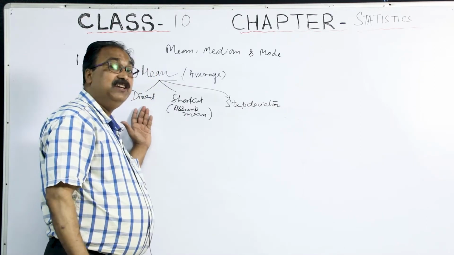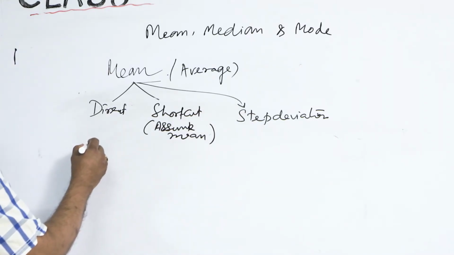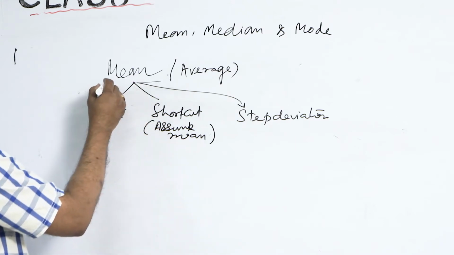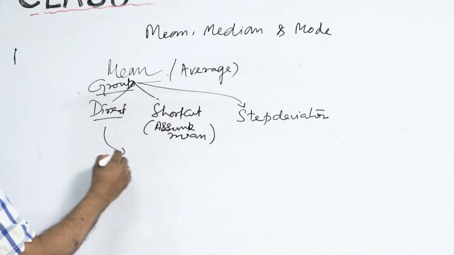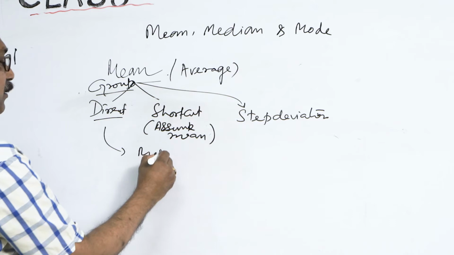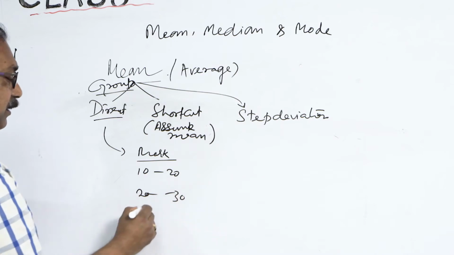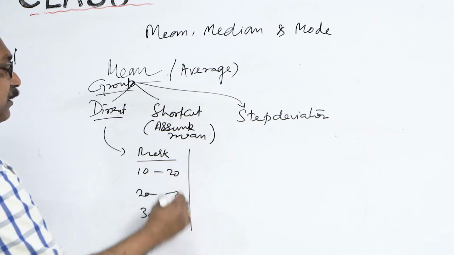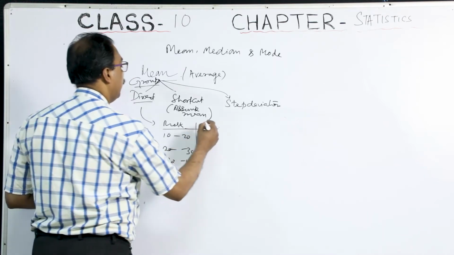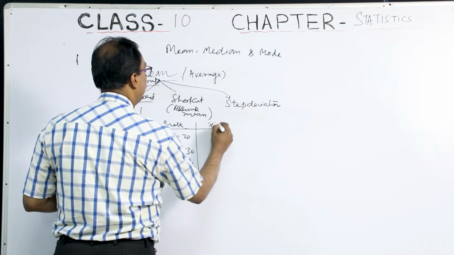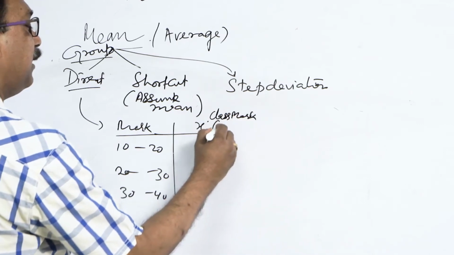The direct method you already got in touch with in class 9. All of these are with the help of grouped data, mind it. With grouped data we have to do 3. Say for example the direct method. We have marks between 10 to 20, 20 to 30, 30 to 40. Now we have to find their middle values. The middle value we denote by xi. We call it mid value or class mark.